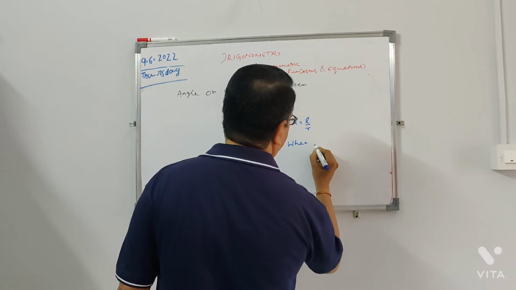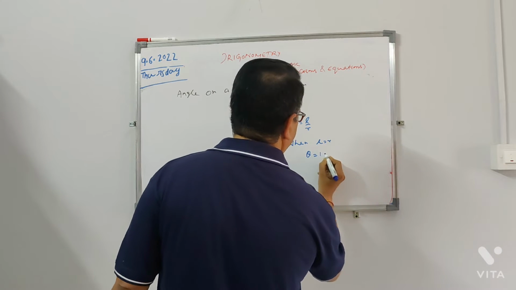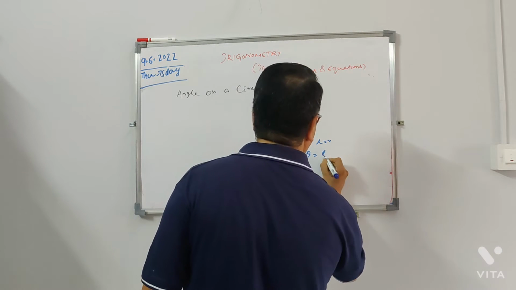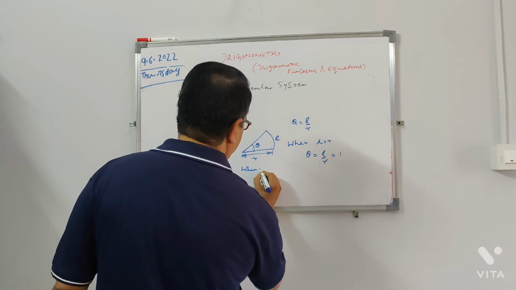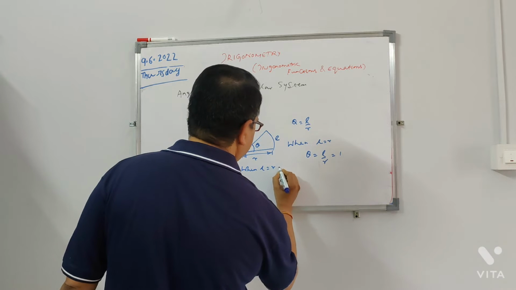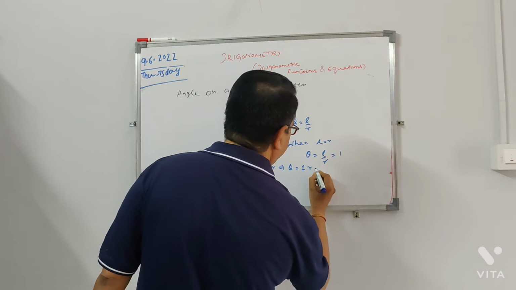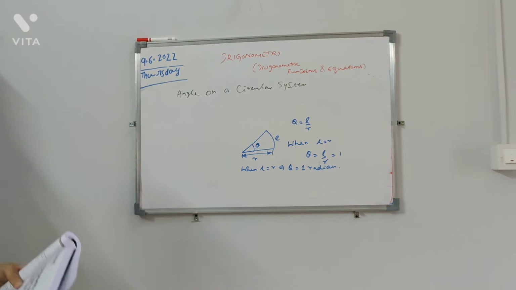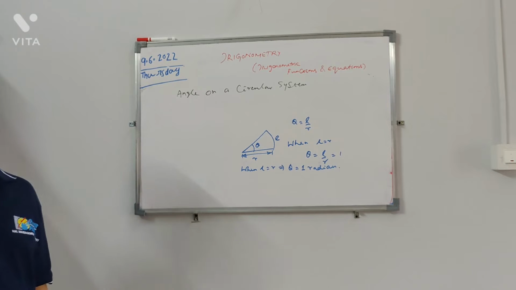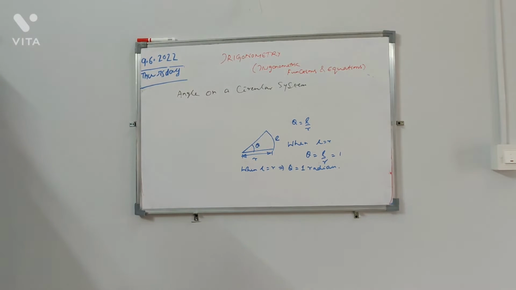When L is equal to R, theta is L by R, so it is 1. So when L is equal to R, that implies theta is equal to 1 unit, that we call 1 radian. So the unit measure of angle is radian here.